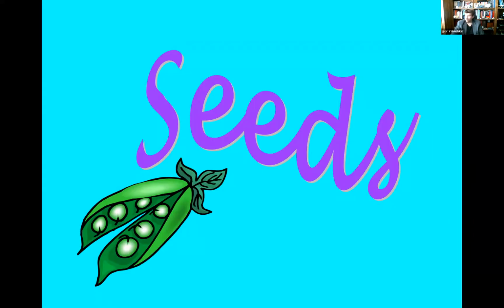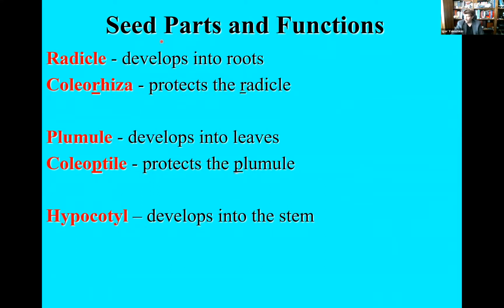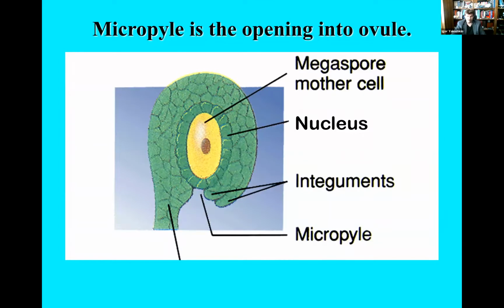We already talked about that, so don't really have to worry about that. So we have the seed coat, then the cotyledons, and then we're looking at the embryo, the embryonic leaves, the embryonic stem, the embryonic root, right? The radicle develops into the roots, then the plumule develops into the leaves, and then the hypocotyl develops into the stem. And we'll talk about that during the lab next time. That's pretty much all we need to see.